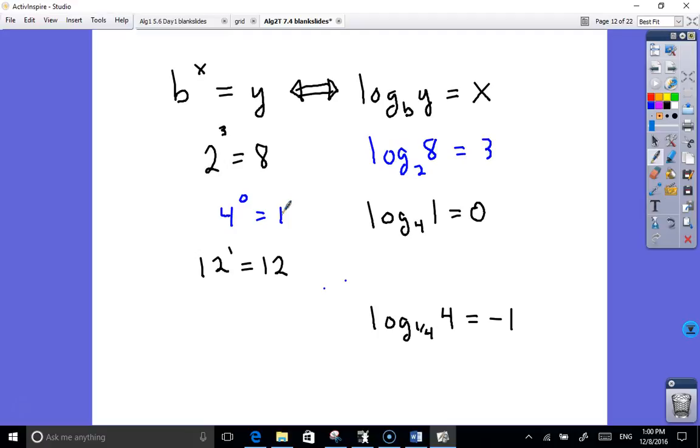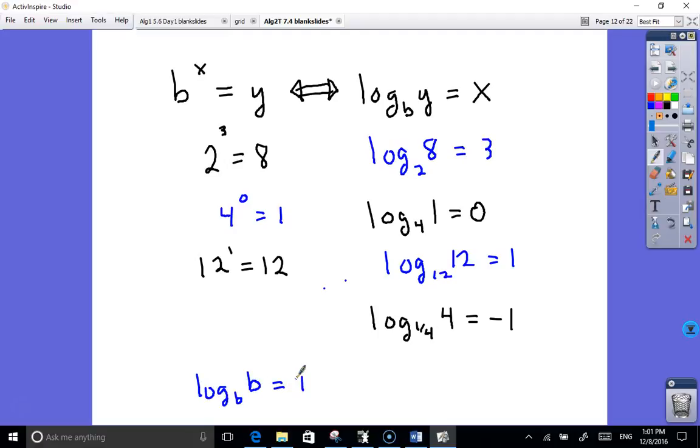Okay, let's convert 12 to the first equals 12, which is kind of common sense, right? Anything to the first power equals itself. Okay, convert that to a logarithm. What's the base? 12, okay? And what goes inside the logarithm? 12 equals 1. So if you take the logarithm of something with a matching base, it equals 1. So we could say more generally, log base b of b equals 1. As long as you match those two, it's going to equal 1.